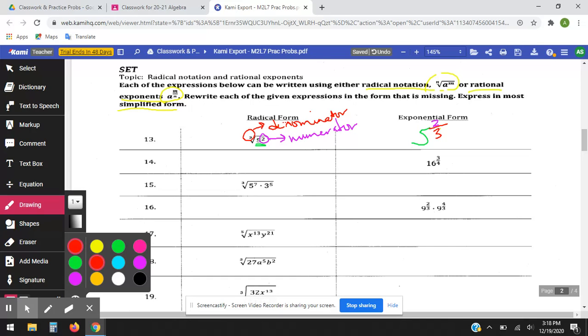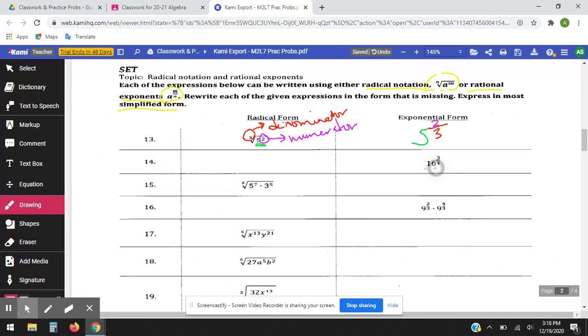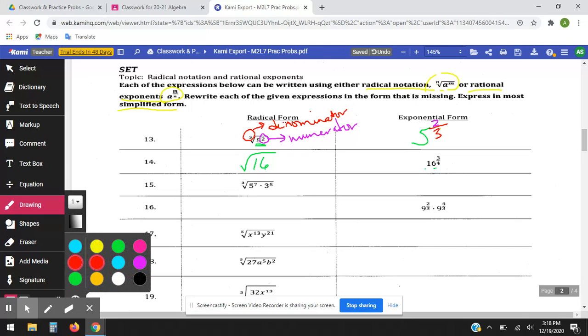So I'm going to go ahead and do the next one. We'll do them in green right now. So 16 is my base, so I know that's going to go under my root. And my denominator is 4. So this is my fourth root.